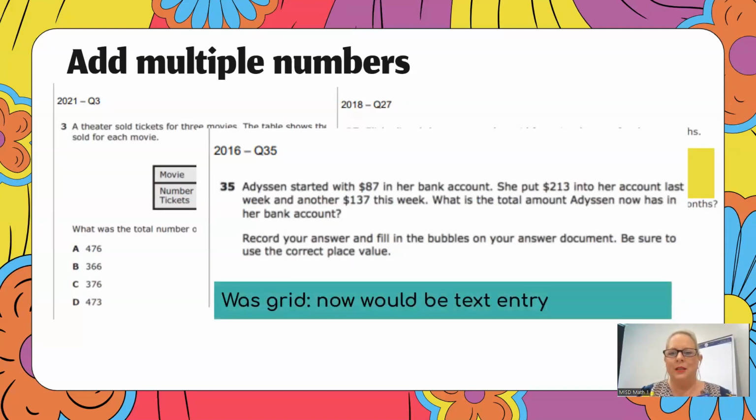Also, it was a grid, so now we have to type the answers. And I know for third graders, that's something new, right? To type in an answer. So practice that sometimes on your Google Slides.